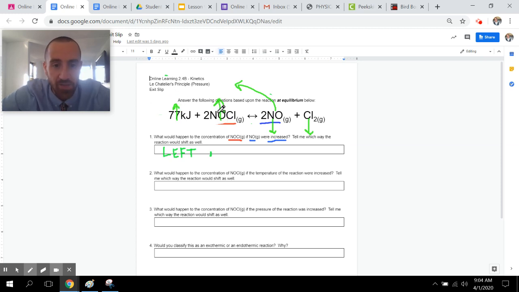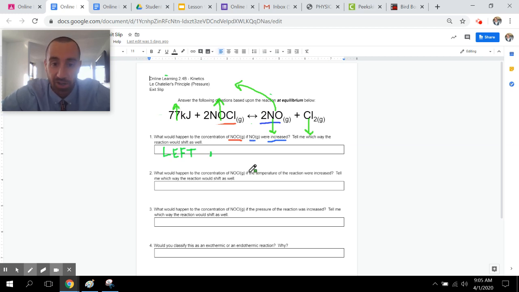So the concentration of NOCl is going to increase. The concentration of NO, if we're shifting away from NO, is going to decrease, and the concentration of Cl2 is going to decrease. Also here we have heat. Heat is not a concentration, it's just a quantity of heat. If we are shifting towards the value of heat on the left side, the amount of heat that is produced in the reverse reaction is going to increase as well.